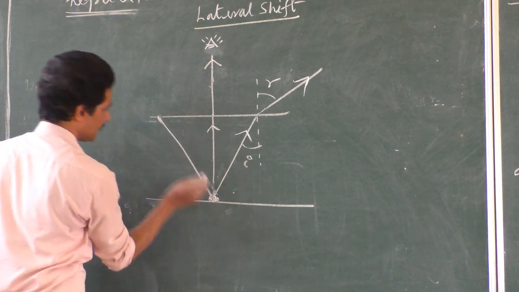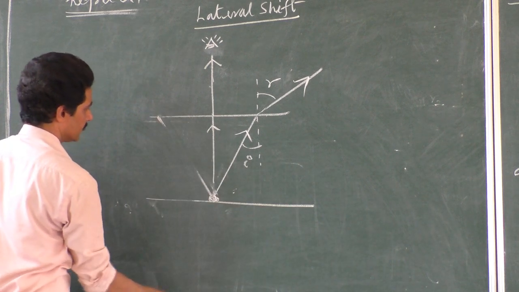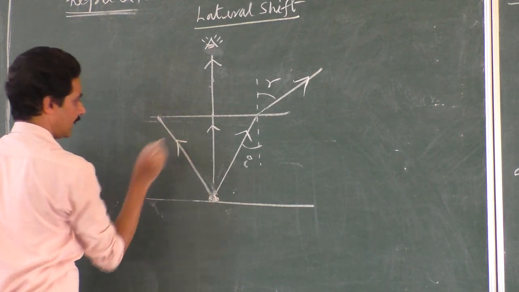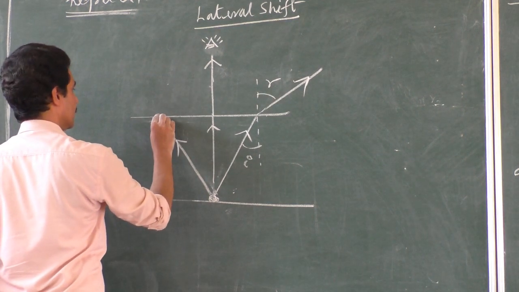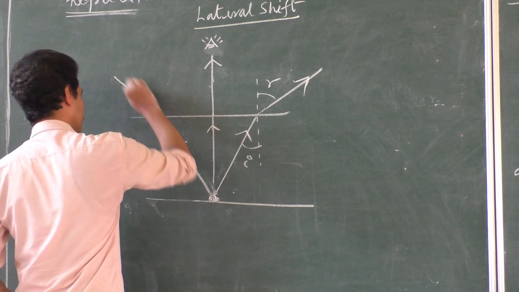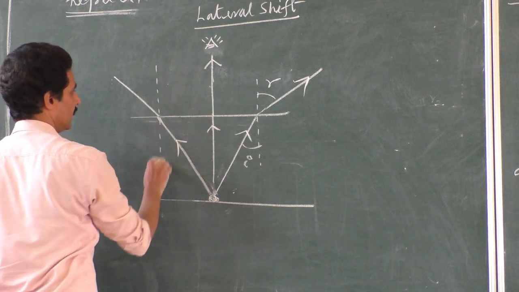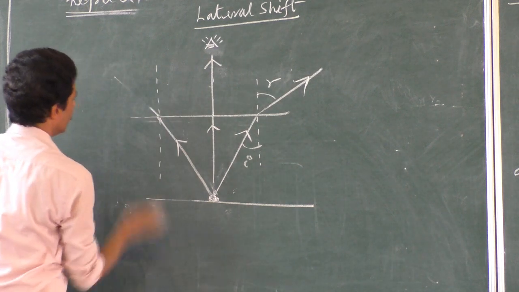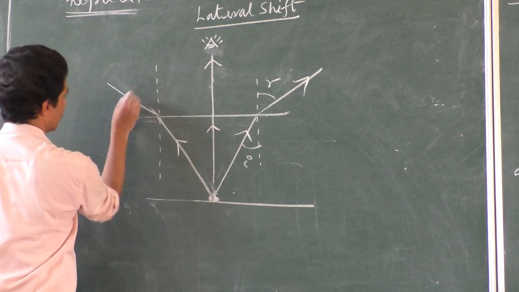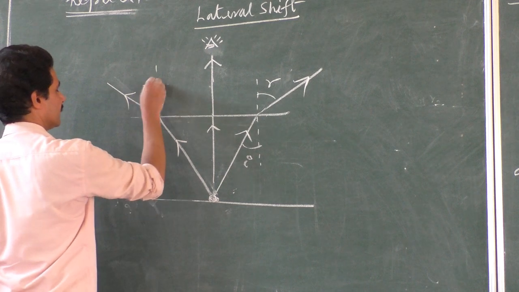So keep on drawing this along with me. This is another ray of light moving from denser to rarer medium. Now it also bends away from the normal. This is the normal, and it should bend similar to this one. Okay, so it bends away from the normal. This is the angle of refraction for this ray.